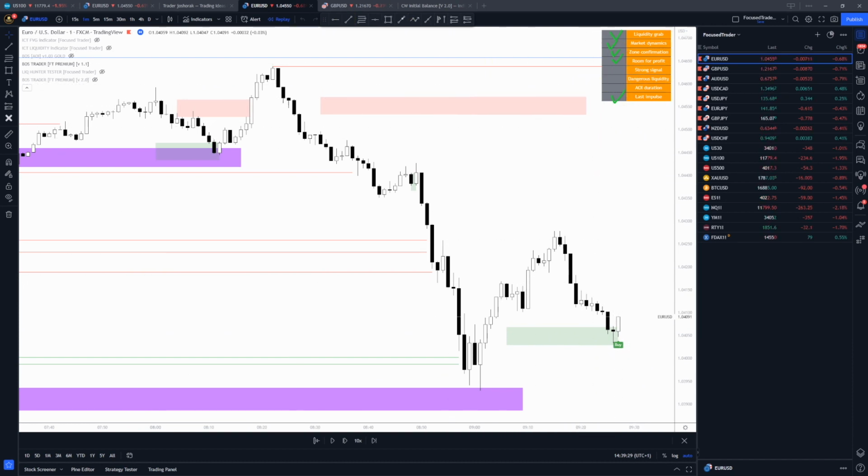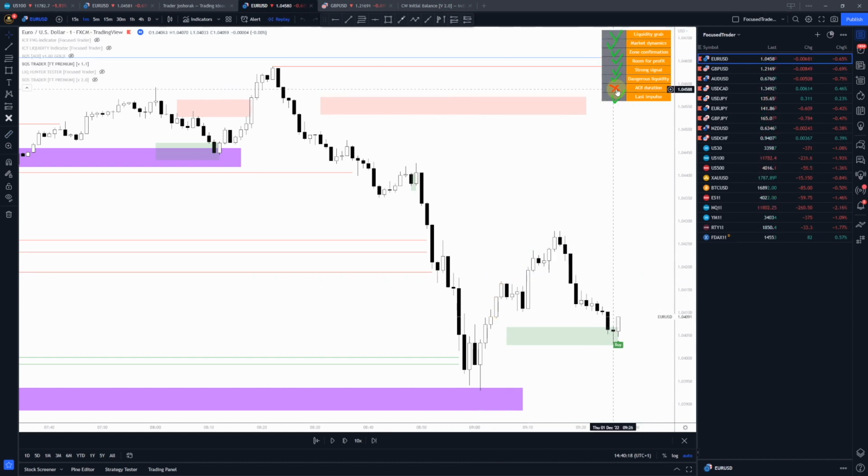So let's finish the filters. This is not major consolidation for me. These are just small indecisive bars. So no problem for me there. So dangerous liquidity is also checked. But this is also a strong signal. And the AOI duration like so, because we already have around.